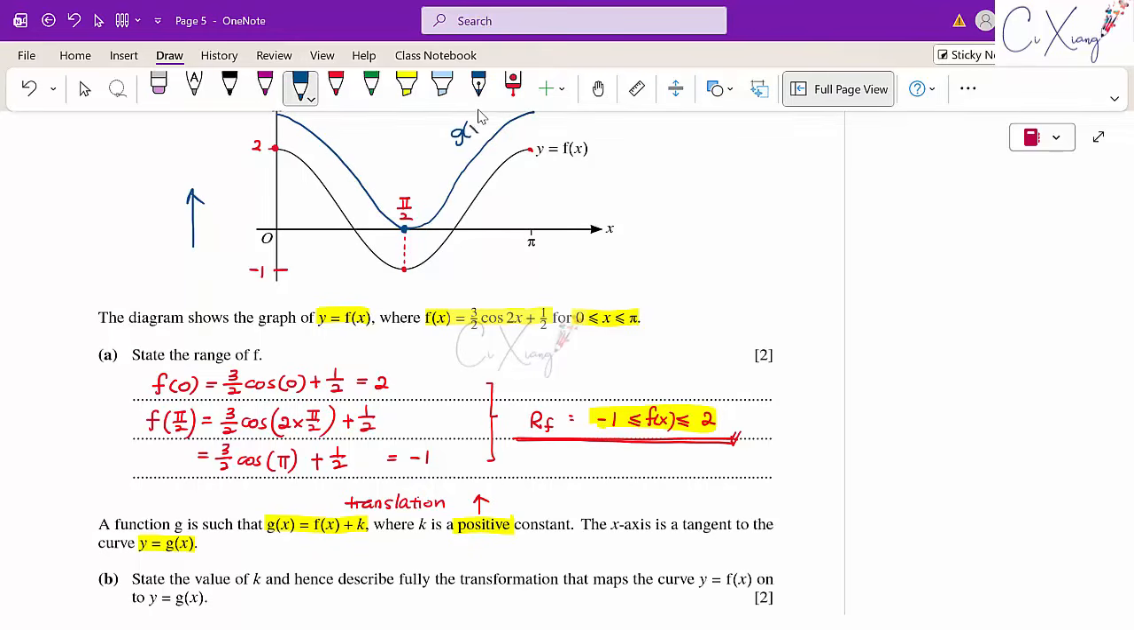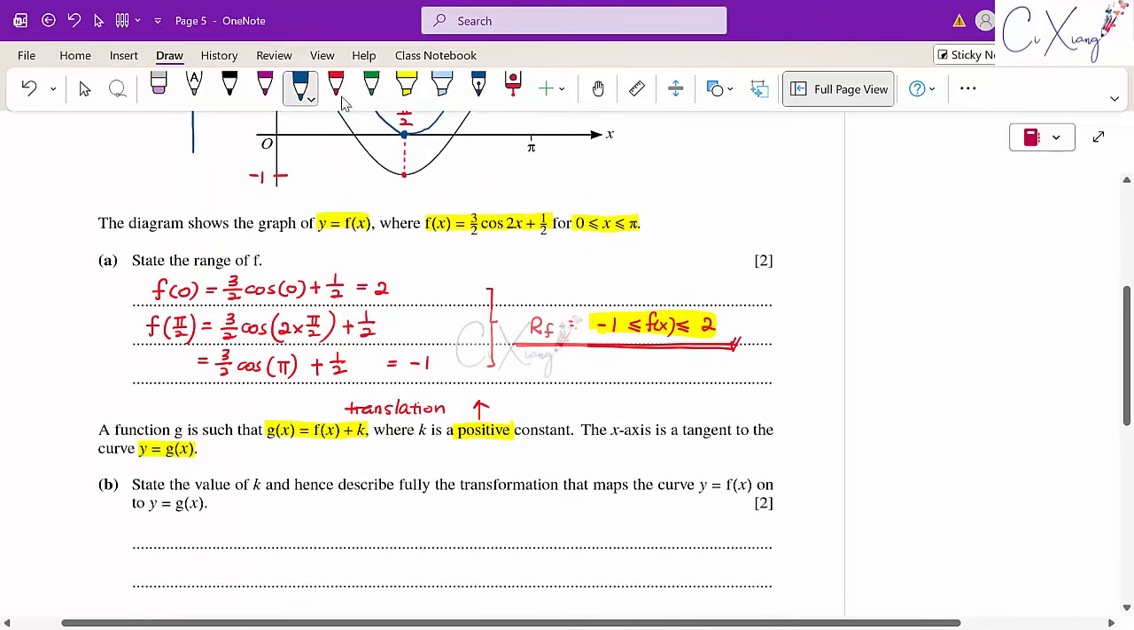So from here, this is g(x), and this is f(x). And g(x) is having the minimum point where the tangent is the x-axis, right? So going up, how many units are you going to move from f(x) to g(x)? The original lowest point is negative 1, right? The lowest value for the graph of f(x) is negative 1. When you want to move up, this minimum point, negative 1, will move up to y equals 0. That means you are moving up 1 unit from f(x) to g(x). So you can just write out here, the value of k is equal to positive 1.